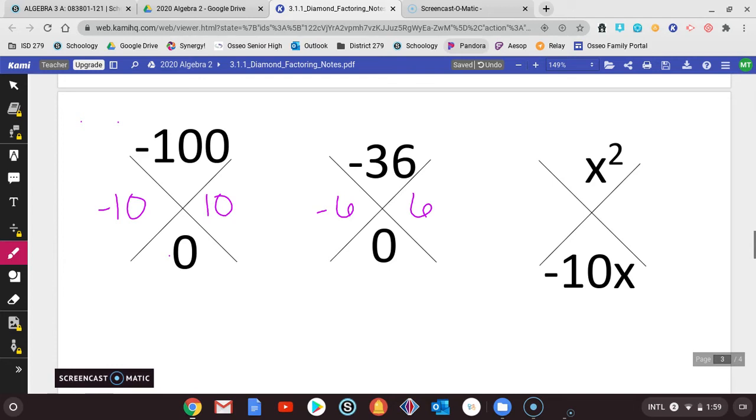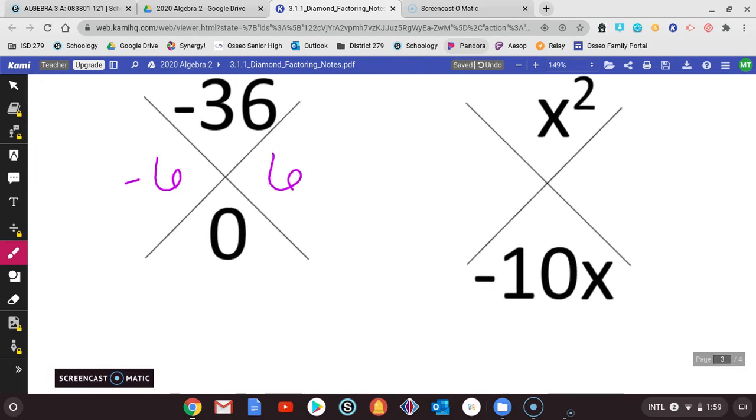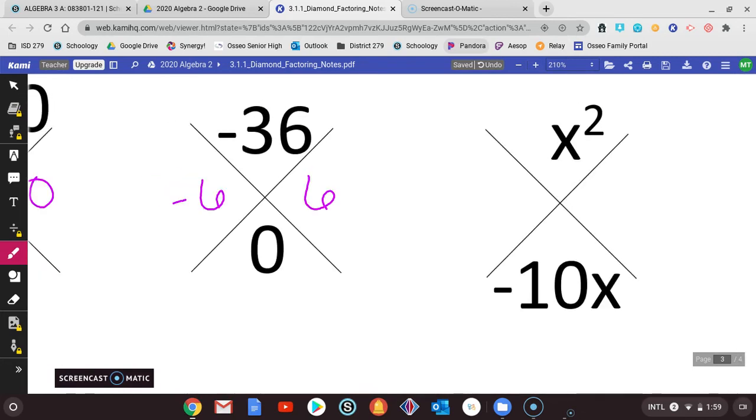Now we get into variables, and this is what we're going to be using next week. So now we have to think about what times what gives you x squared.